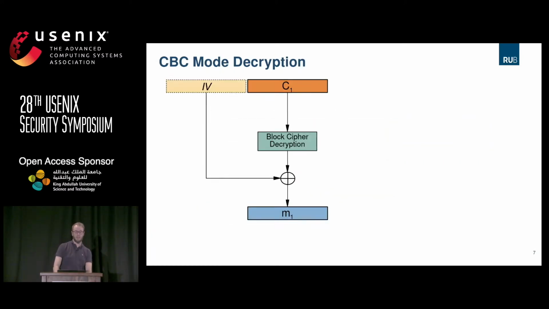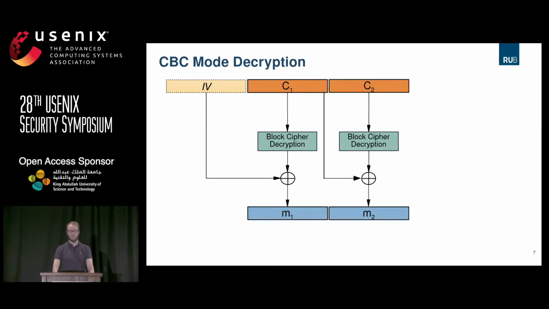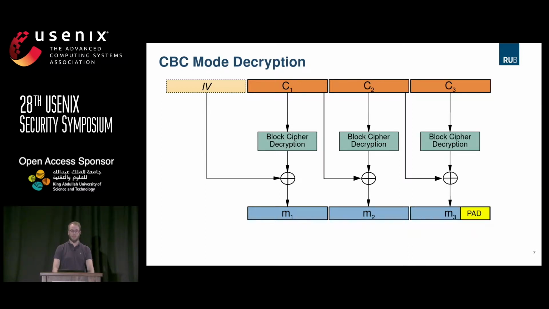So how does the CBC mode actually look like? Here the decryption is depicted. If you want to decrypt some data, you first decrypt it with a block cipher, and then you compute the exclusive OR with some initialization vector to generate the message you actually want to decrypt. And if you want to decrypt more than one ciphertext block, you simply decrypt the next ciphertext block and compute the exclusive OR with the previous ciphertext block. And you continue until there are no more ciphertext blocks left. And the last message will eventually contain some padding.